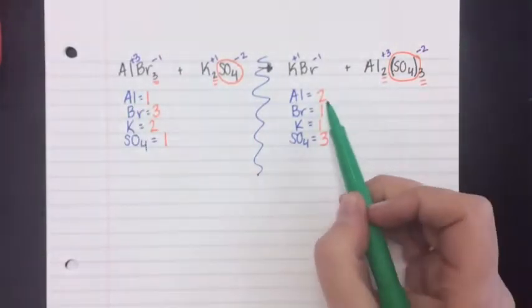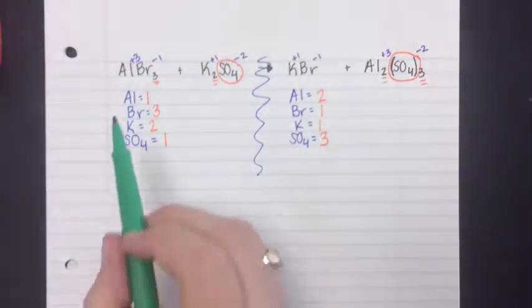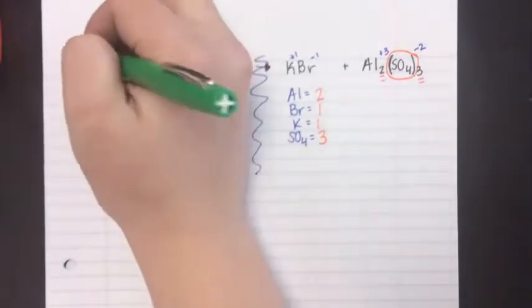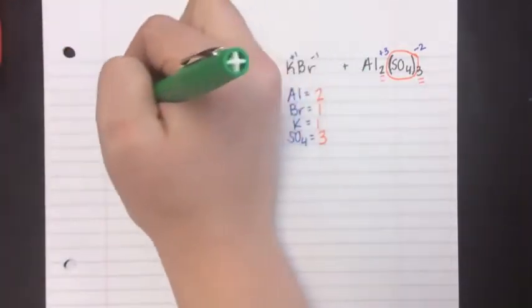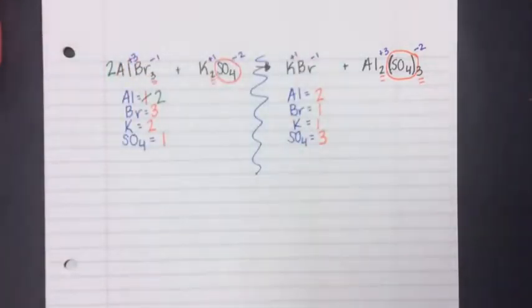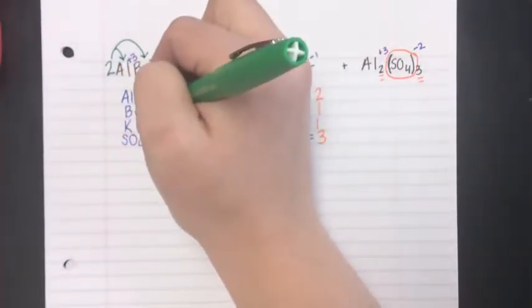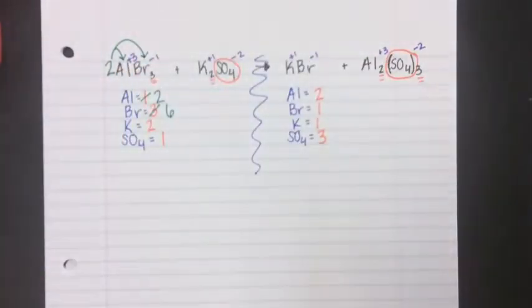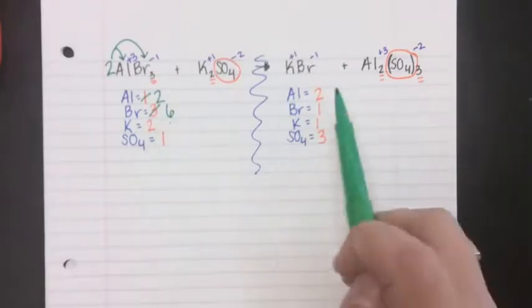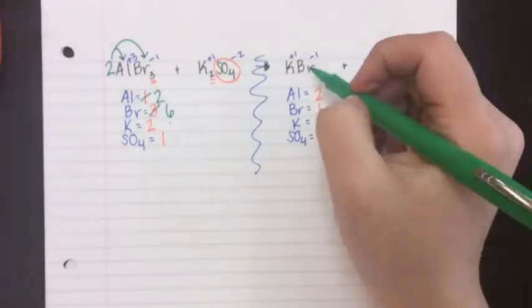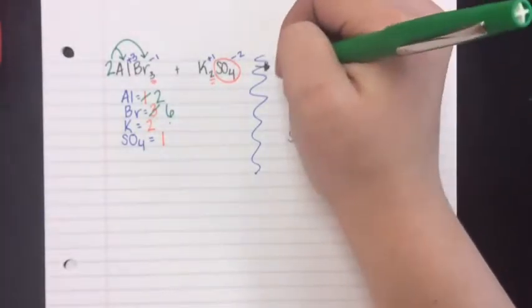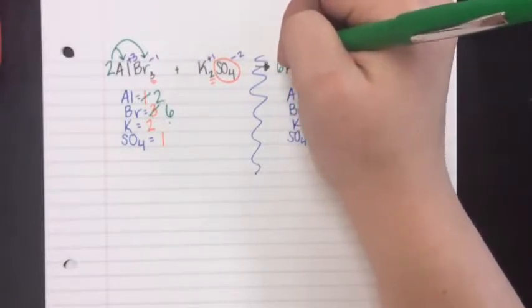Starting from the top down, I see I have 1 aluminum on the reactants and 2 on the products. I must add a coefficient 2 in front of aluminum bromide, changing my aluminum reactants to 2. This also changes the bromines to 6. My aluminums are now balanced, but my bromines are not, so I need to add a coefficient 6 in front of potassium bromide on the product side.